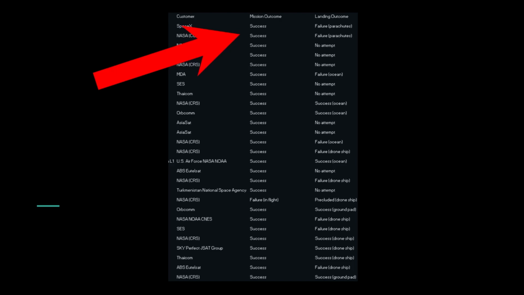First, I did not particularly care about the mission outcome. All this column represented was whether the rocket reached orbit and deposited its payload, which could be a satellite, military technology, or supplies for the International Space Station. Nearly all of these were successes. What I really wanted to explore was the rate of successful landings and why any failures occurred when they did. So I went ahead and deleted the mission outcome column.